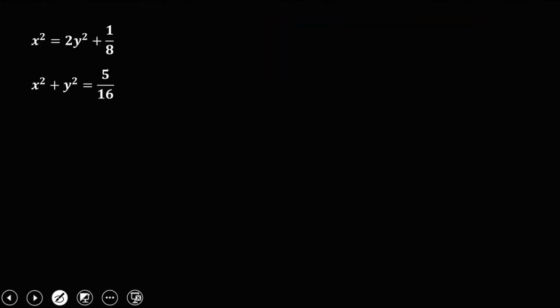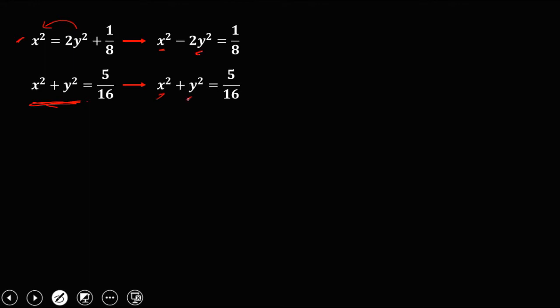Then by combining these two equations, we need to rewrite these equations in the same form. So we can rewrite this first equation in this form, just transpose this 2y squared to the left. So that becomes x squared minus 2y squared equals 1/8. Then copy the second equation. Then observe that we have like terms, so therefore we can use the elimination method because we can eliminate this x squared or we can eliminate this y squared.